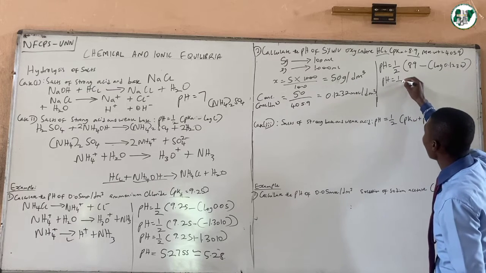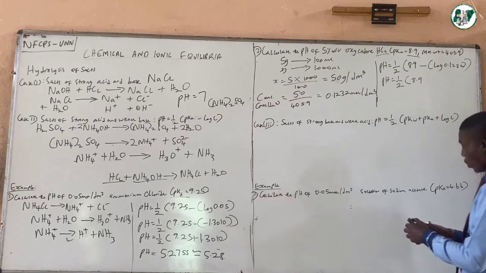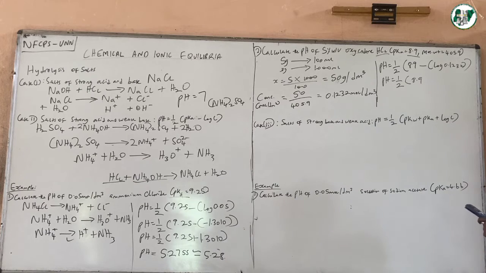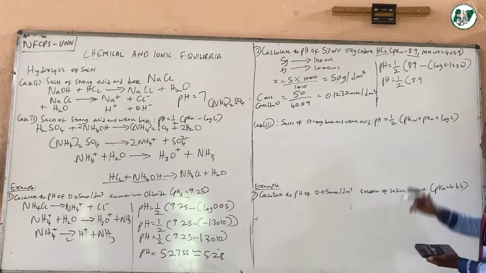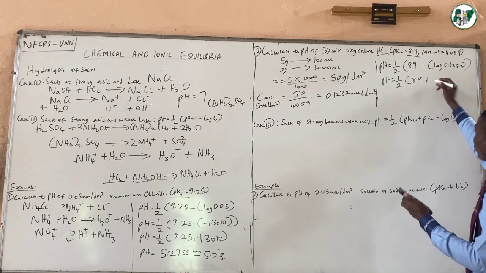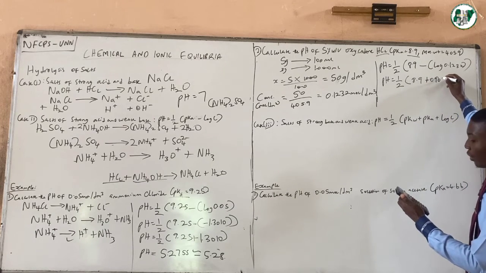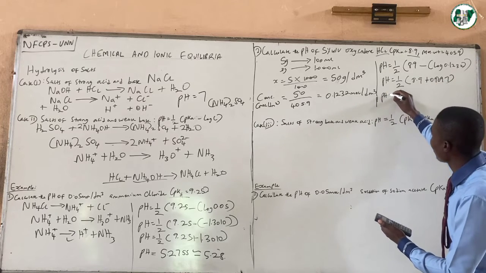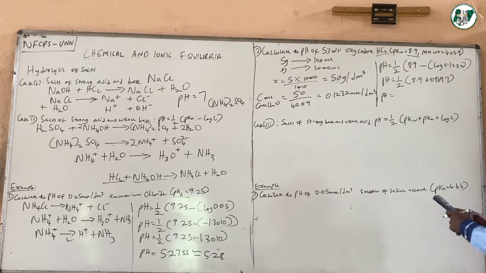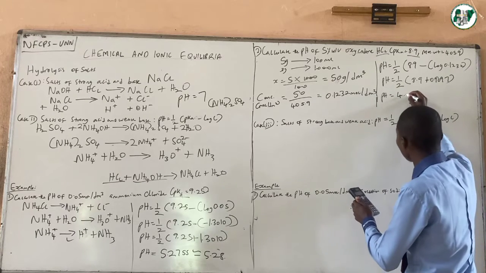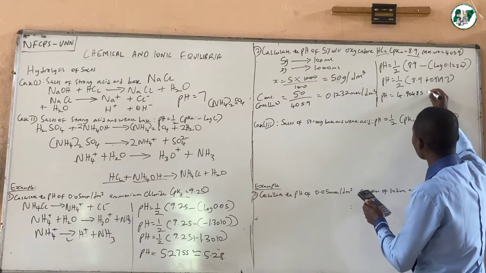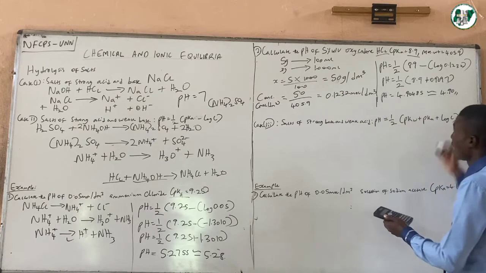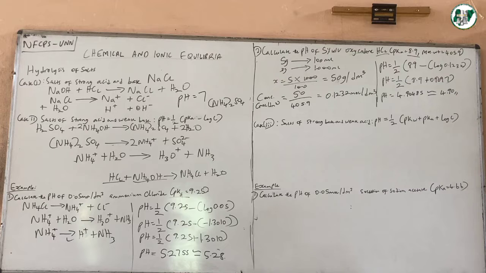Our pH is equal to 1 over 2 bracket 8.9 minus log C. What is log C? Log 0.1232 is going to give us minus 0.9097. Minus times minus will give us plus. So our final pH will be 8.9 plus 0.9097 divided by 2, and that's going to give us 4.90485, which is approximately 4.90. So the pH of the 5% weight per volume of oxycodone HCl is going to be 4.90.